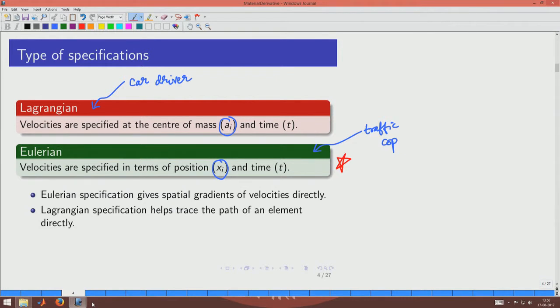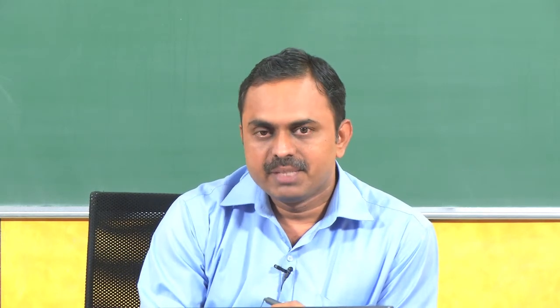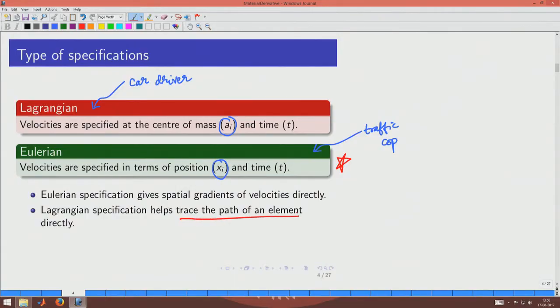So, in metallurgy for example, you would use normally Eulerian specification for most of the situations, but you also need a Lagrangian specification for situations where you need to trace the path of a volume element, or for that matter a piece of material that is flowing. So, for example, when you are looking at inclusions that are being nucleated and grown in liquid metal during casting.